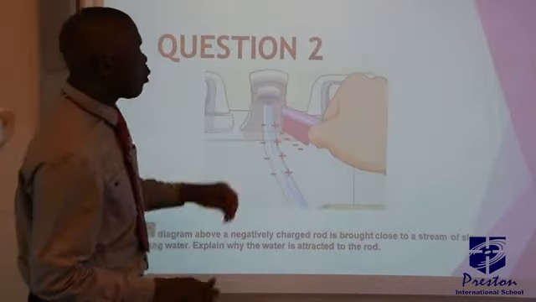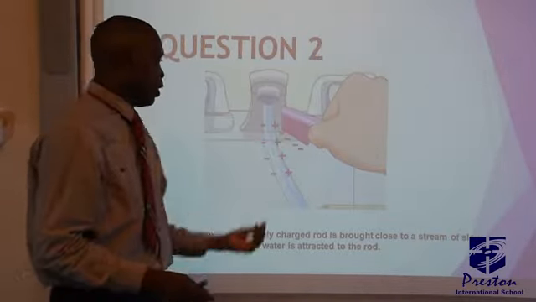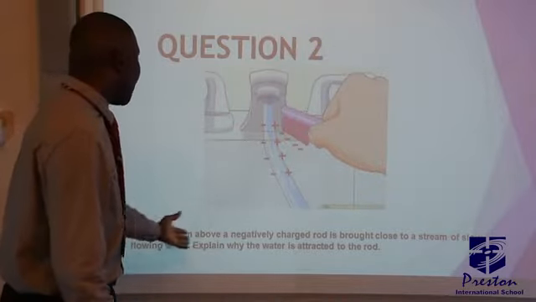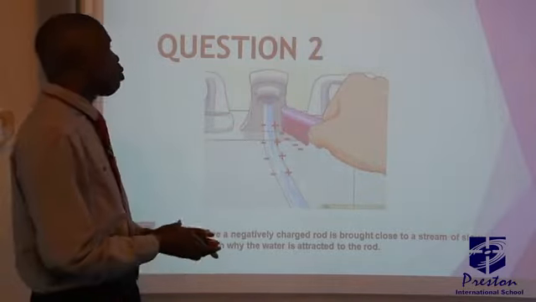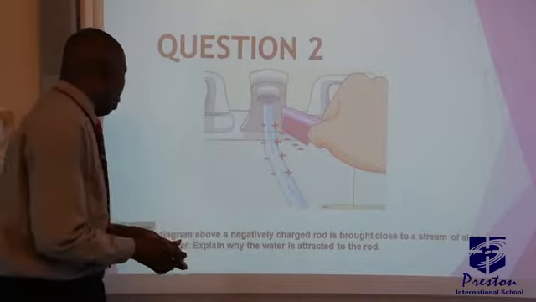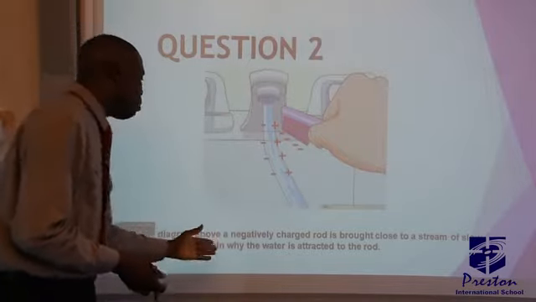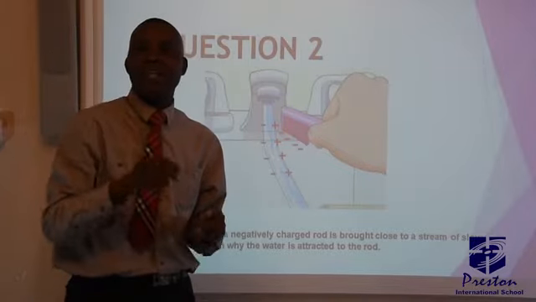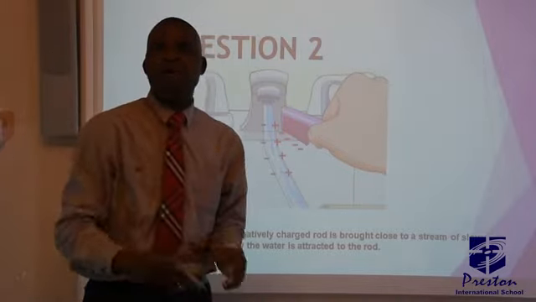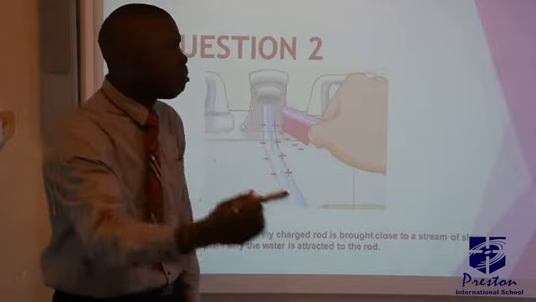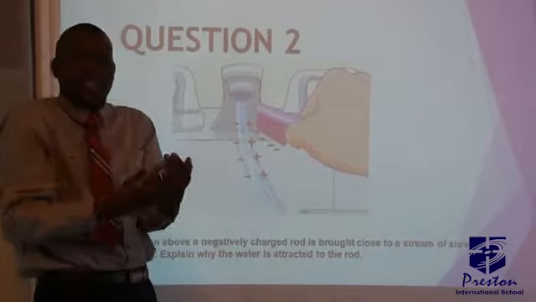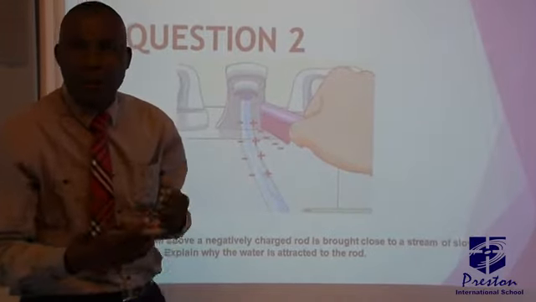I want to look at another question. We have a stream of water. In the diagram above, a negatively charged rod is brought close to a stream of slow-flowing water. Explain why the water is attracted to the rod. You turn on the tap and then the water comes out slowly. And we bring a negatively charged rod close to the water. We observe that the water will be attracted to the rod. So the question is, why?